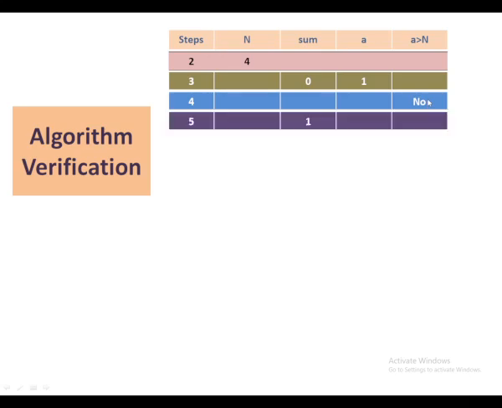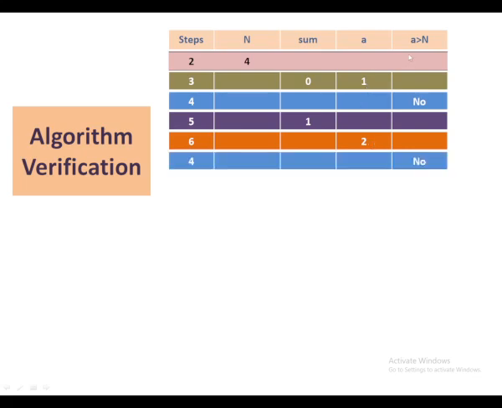No means what I will do? I will just repeat the steps. So what is my fifth step? Fifth step is sum equal to sum plus a. So here 0, 1. So 0 plus 1, it will be 1. Next, increment a by 1. So that is a is equal to a plus 1. So a is 1, so a becomes 2.